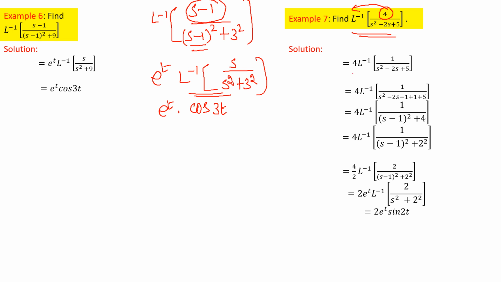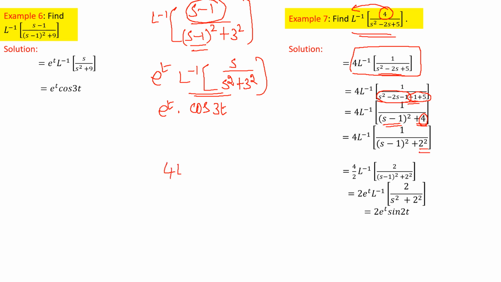So we have 4 into L inverse of the remaining term. Then in the denominator, I am going to add minus 1 plus 1. Then these first three terms, s power 2 minus 2s minus 1, I can write s minus 1 the whole square. Then minus 1 plus 5 will become plus 4. This 4 I can write 2 to the power 2.